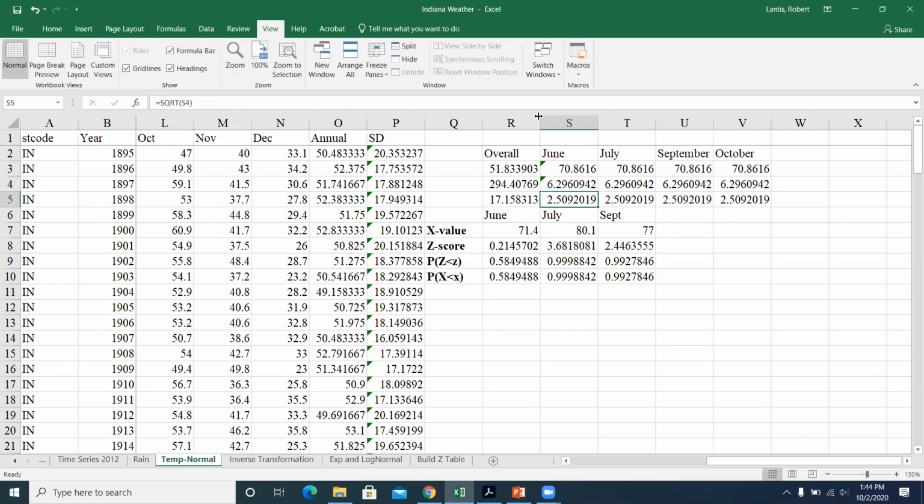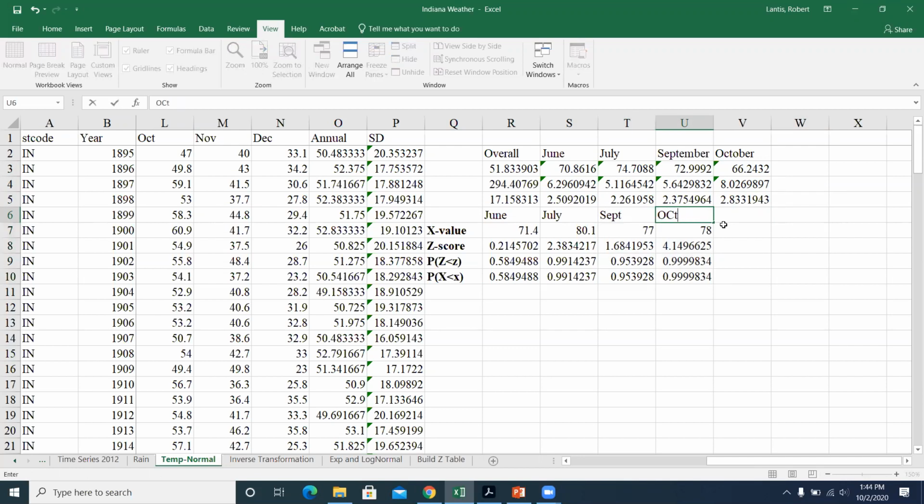You guys copied something over, right? So now let's do this. Now we get different values, right? So the average temperature in October is 66. Let's make sure I didn't freeze these. We can copy this over, October, and say, what's the probability that this October, the average temperature is 70 or lower?